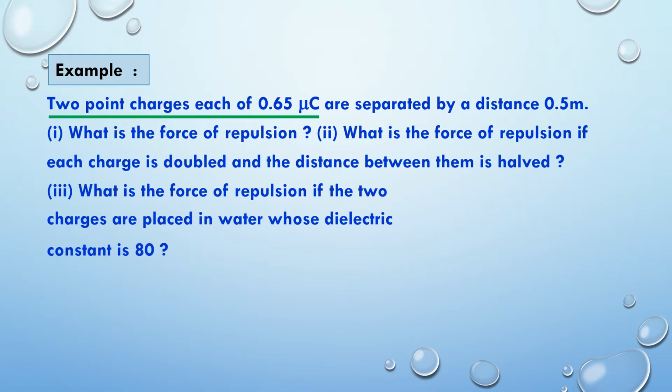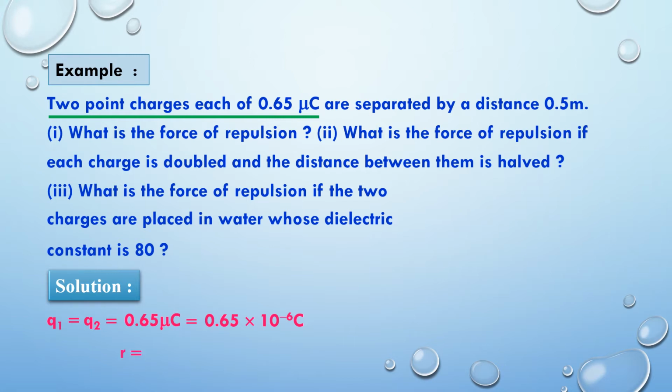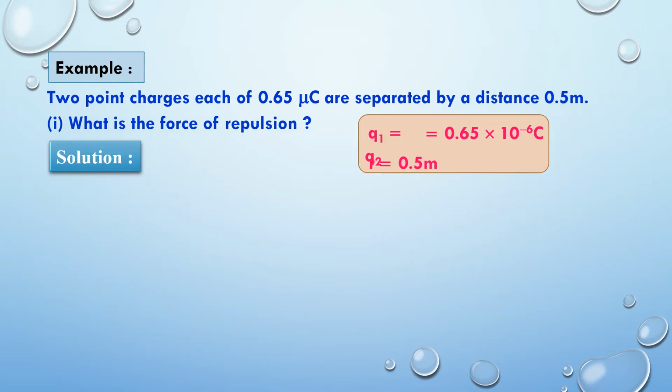To find out the solution, I'll first consider these two charges which have charge equal to 0.65 microcoulomb. So according to this, both the charges Q1 as well as Q2 have a charge equal to 0.65 microcoulomb, which can be written as 0.65 × 10 to the power of minus 6 coulomb. And the distance of separation between both the charges is 0.5 meters. Hence, R is equal to 0.5 meters. I have to find what is the force of repulsion.